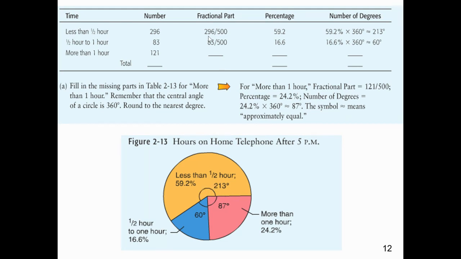It's found by taking the count, dividing it by the total, changing that to a percentage, and then multiplying by 360 degrees. The same thing happens with the number of people that are on the phone from half an hour to an hour. 83 out of 500 represents 16.6%. Now, to come up with the central angle of 60 degrees, I took 16.6%, multiplied by the entire revolution of a circle, 360, to come up with 60 degrees. Then the last one, if you have 213 and 60, notice the last one has to be 87 because the total of all three is a complete revolution, 360.